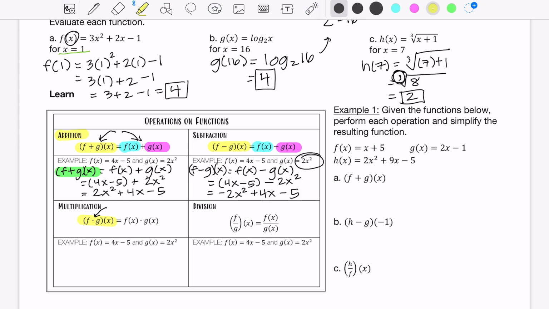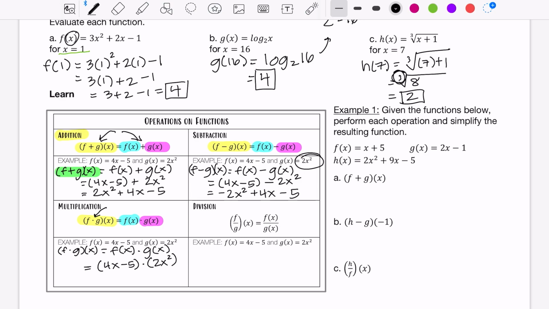So back to this. We are doing f of x times g of x. So that just means multiply. Again, you're just going to do what you know how to do. So f times g of x equals f of x times g of x. You don't have to write that on every problem if you know what to do. So really what we have is 4x minus 5 times 2x squared. I'm going to put parentheses around it. It's just a good habit. You don't need to. But then how do we do problems like that?